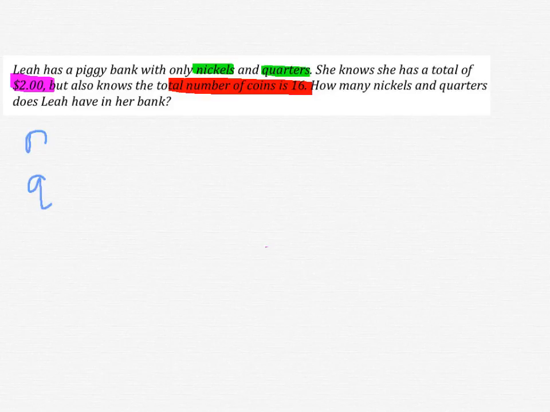Secondly, we have two different types of equations. We have one where the total is $2, but we have another one where our equation is equal to 16. Now, what's the difference between those two? Let's talk about the number of coins first. The number of nickels plus the number of quarters is equal to 16. So there's 16 coins of nickels and quarters.